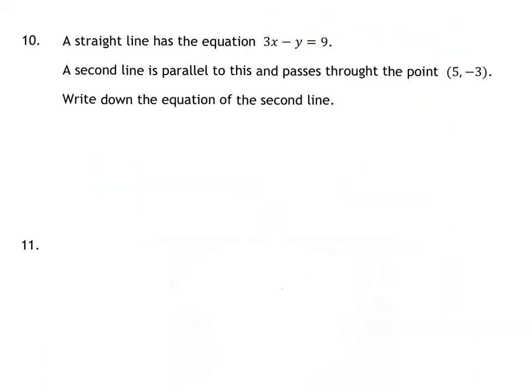Okay, we've got a straight line. The second line is parallel to this and goes through another coordinate. Anytime we talk about parallel lines, it means it's got the same gradient. So we have to find the gradient of this line. Now at the moment you can't find the gradient because it's not in the form y equals. Now the first thing I'm going to do is I'm going to move the y over because I don't like a negative in front of my letter.